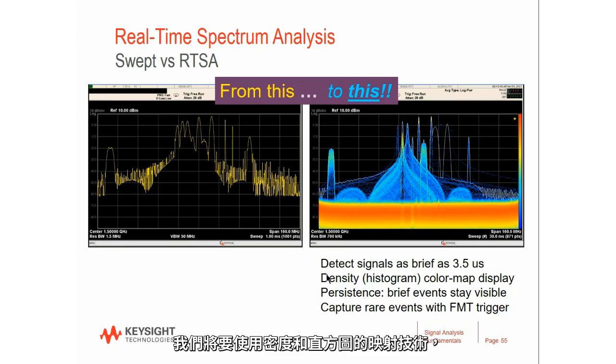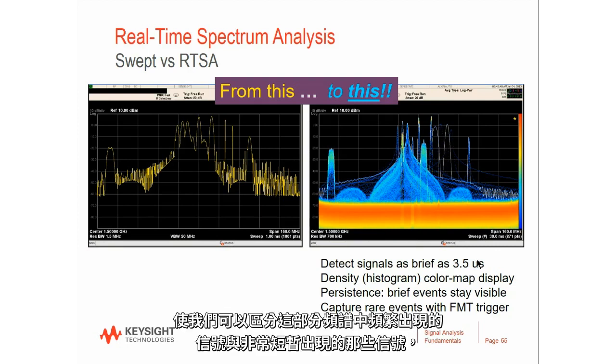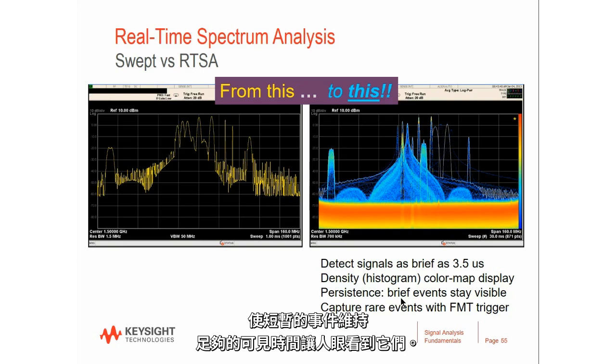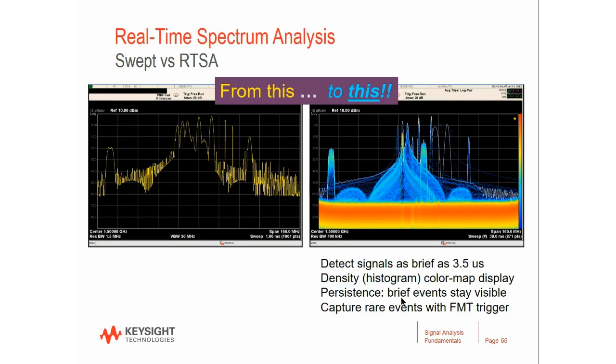We're going to use density and histogram mapping techniques so we can distinguish signals that appear frequently in this part of the spectrum versus those signals that occur very briefly, such as these that dance around, appear, and then disappear just as fast. We'll use persistence. That's a display technology that makes brief events stay visible long enough for the human eye to see them.